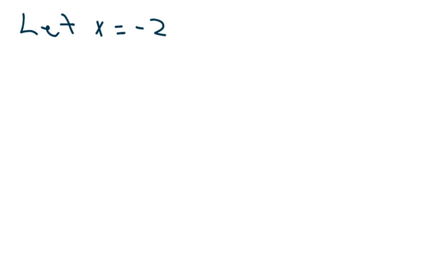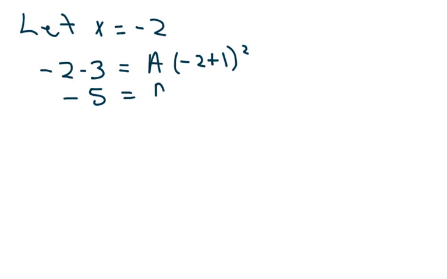So basically you have -2 minus 3 equals, and we're just solving for A because it's going to knock out the B and C. You're going to get A times (-2 plus 1) squared. -5 equals A. So A is -5.